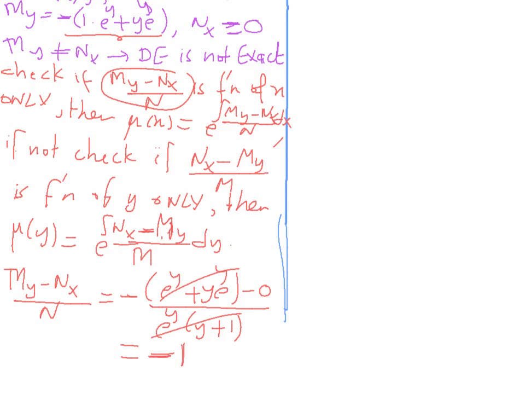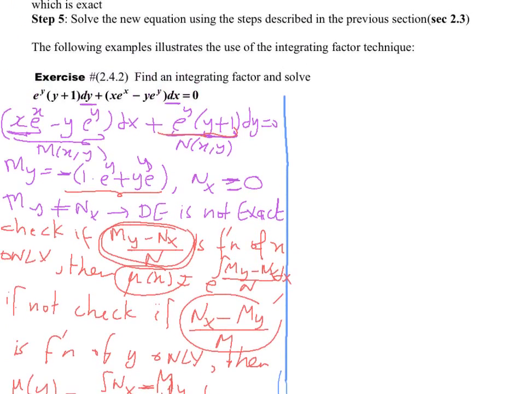See, when the answer is a number, a constant, it can be taken as a function of x only or a function of y only. Since we are checking a function of x, this will be taken as a function of x only, and we can now find mu x, which is e to the power integration of what we found there, which is minus 1. So this is your integrating factor. We are going to multiply it into the differential equation to make it exact.